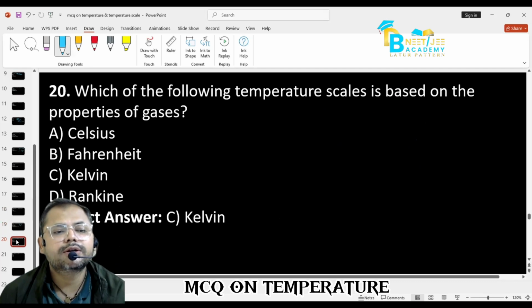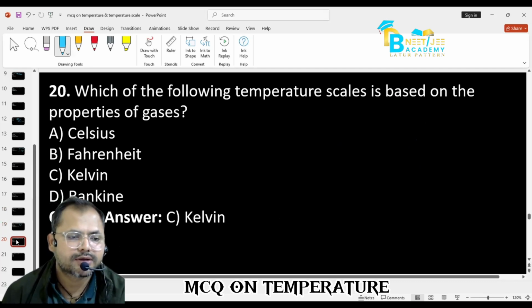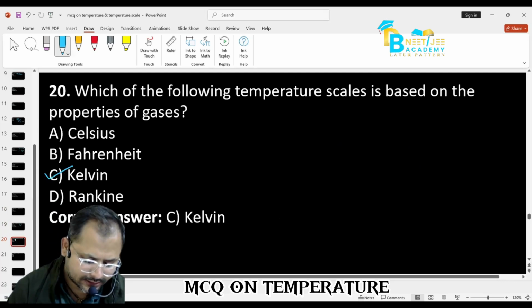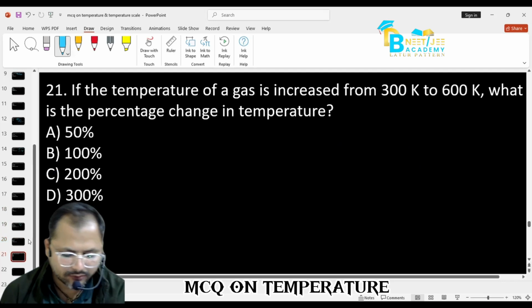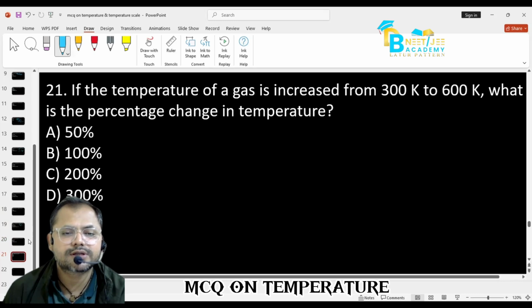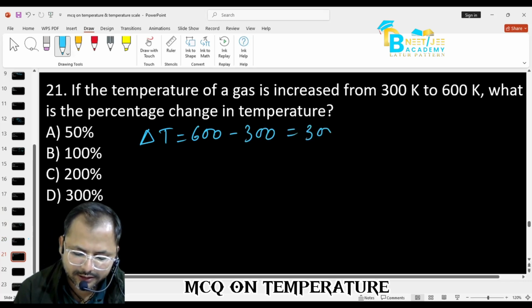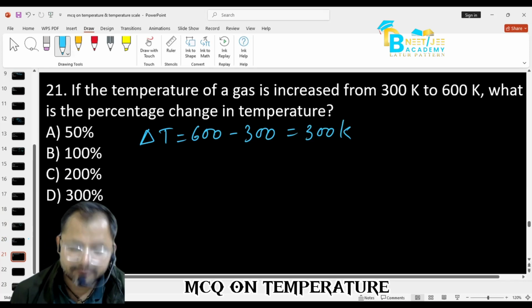Which of the following temperature scales is based on the properties of gases? So Kelvin scale is based on the gases. We have to remember that. If the temperature of a gas is increased from 300 Kelvin to 600 Kelvin, so temperature change is 600 minus 300 equal to 300 Kelvin is the temperature difference.